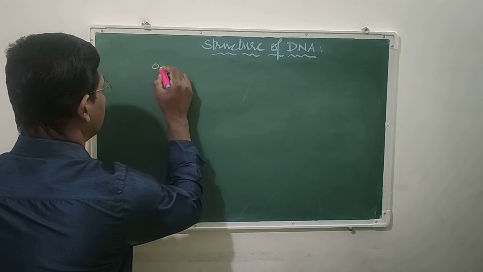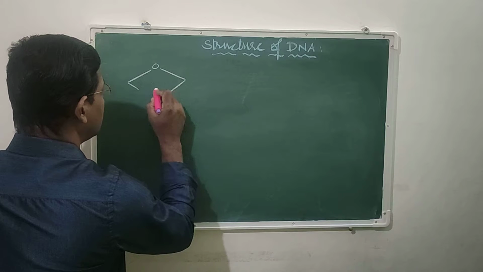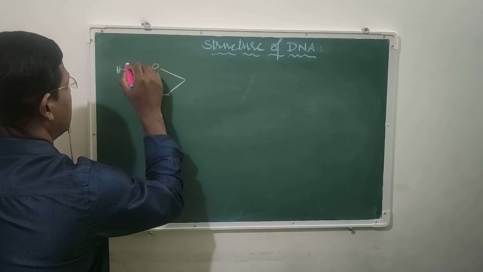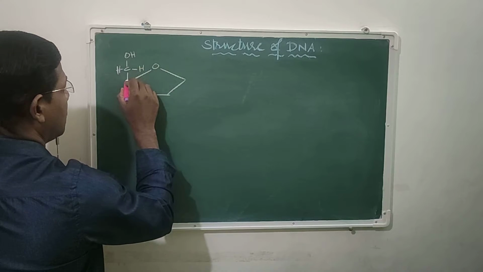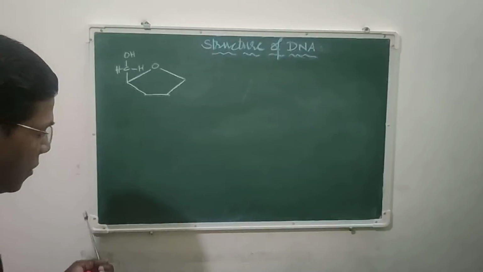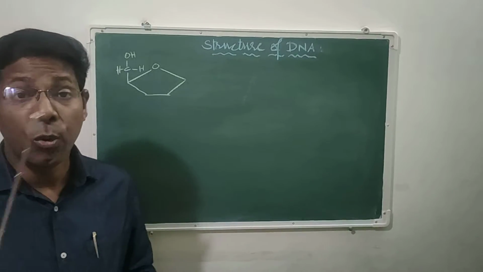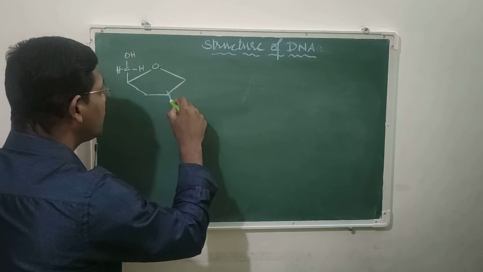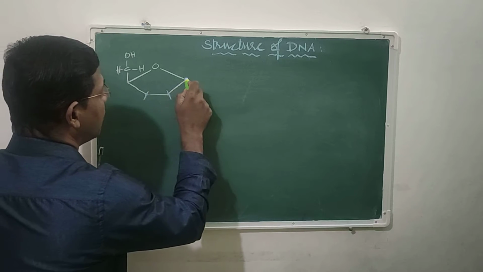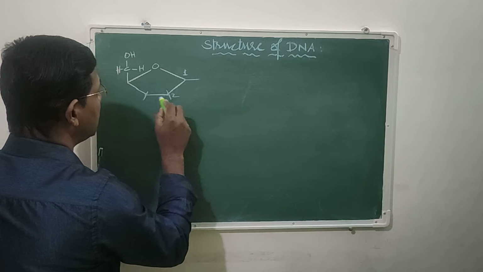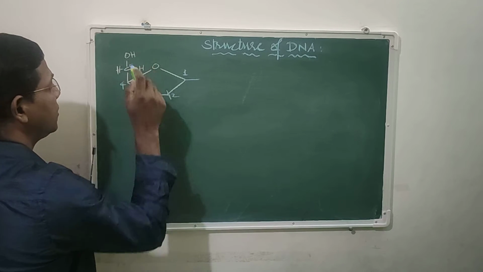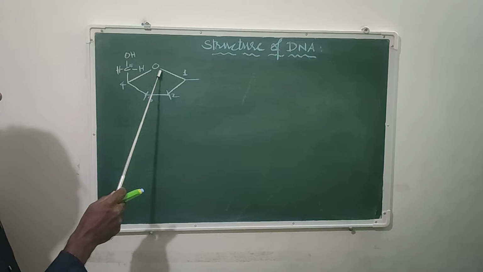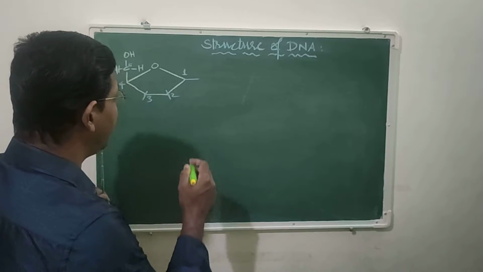The nucleotide, as I told, consists of a pentose sugar. DNA is a polymer of deoxyribonucleotides, where deoxyribose is the pentose sugar. This is the first carbon atom, second, third, fourth carbon atom and fifth carbon atom. And we can see that from the first carbon atom and fourth carbon atom, an oxygen is bonded like this, which gives a heterocyclic appearance.